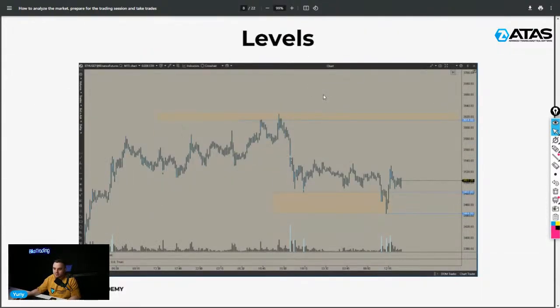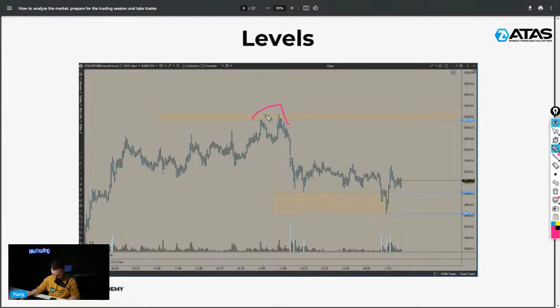Second, it is levels. I know that this is an old tool from technical analysis, but levels are also important. How many of you understand why levels are important for us? Within a few minutes, we will put all of this together. At this moment, we will cover each of these indicators, and after that, put all of them together.